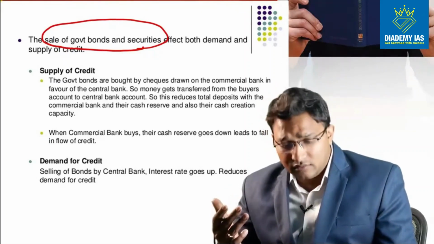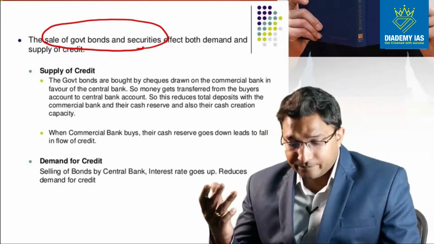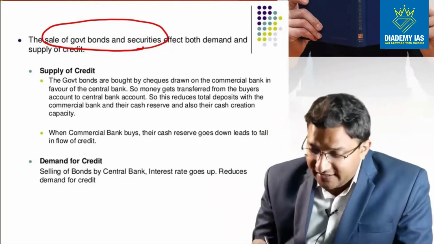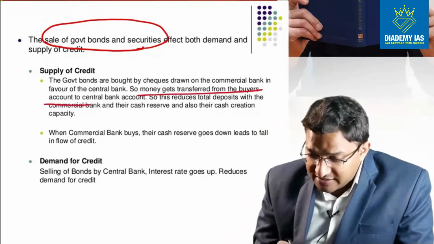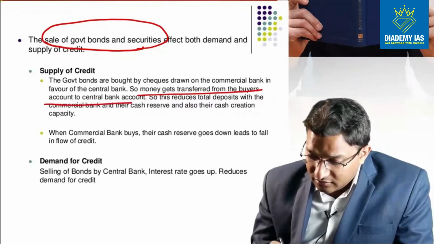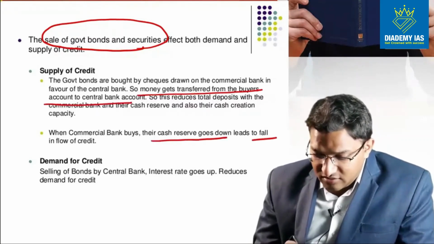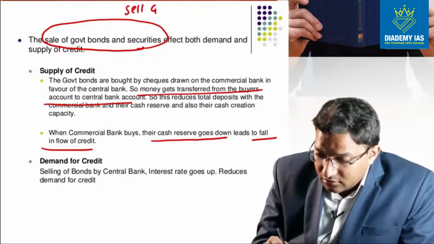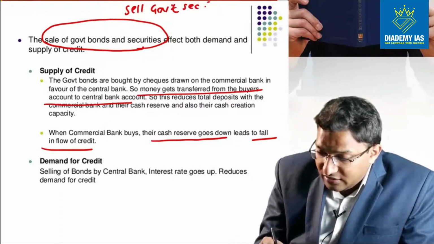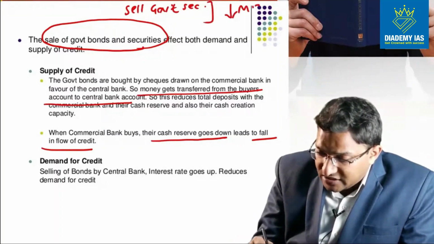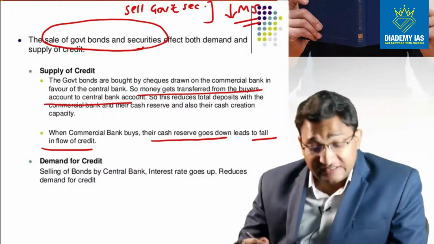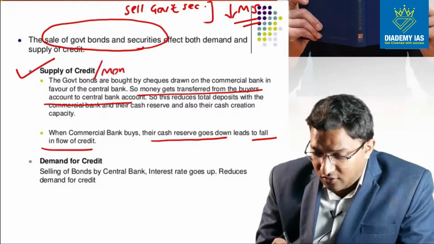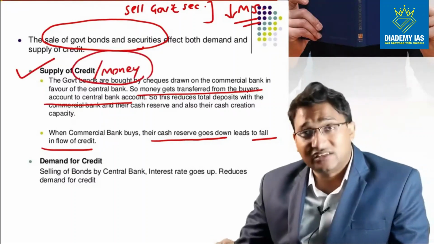The money gets transferred from the buyers to the central bank. So the supply of credit goes down, that means the credit falls. So selling of the government security leads to a decrease in the money supply in the market, right? So this is the impact on the supply of money or supply of credit. There is no doubt about it. This thing we have already discussed, nothing new about it.